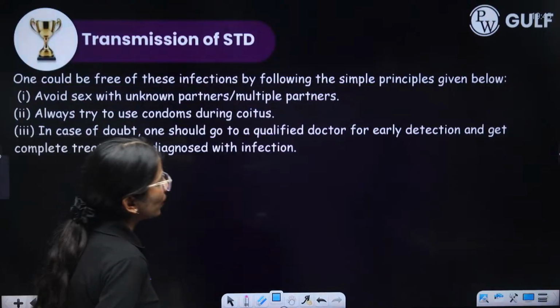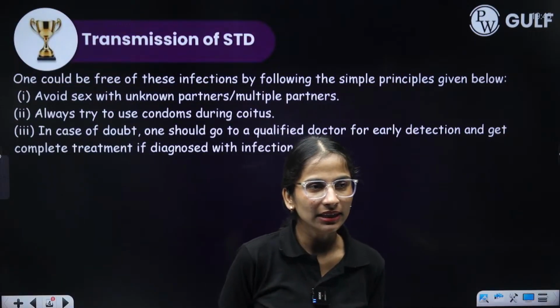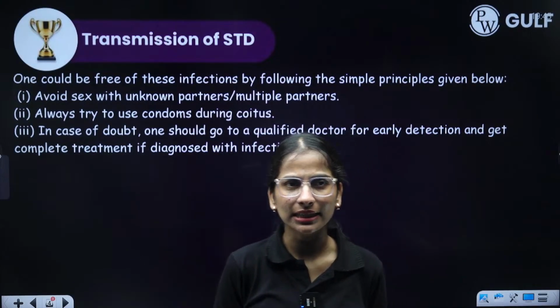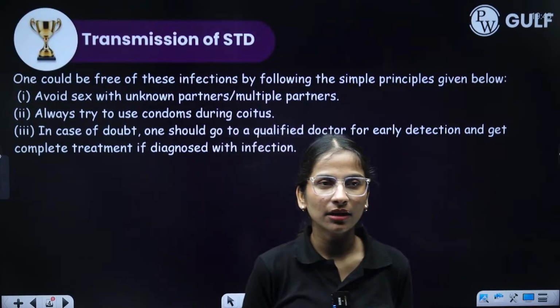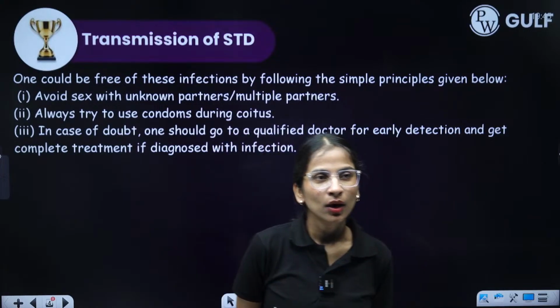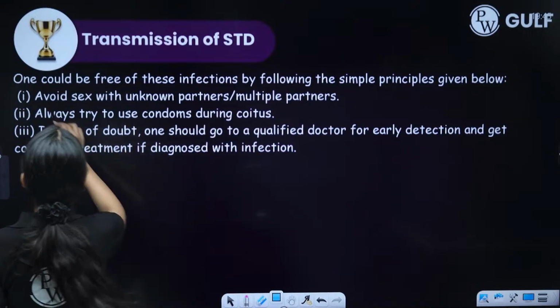Now, next up we have, so how can we avoid STDs? A particular line has been written in our NCERT that STDs are such a huge problem in our country and we need to somehow control it. How to control it then? Okay, avoid sex with multiple partners or unknown partners.